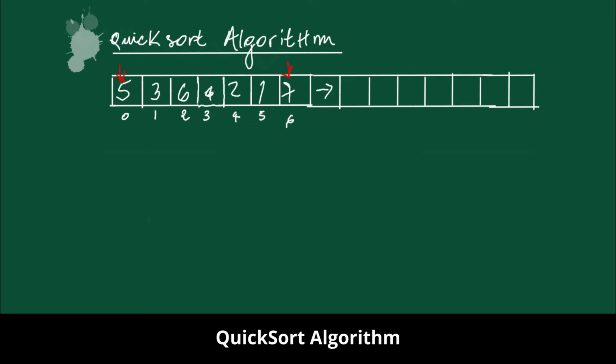How to choose the median? How to find out the median? It's very simple. You take the first index, that is 0, plus the last index, that is 6, divided by 2, that will give 3. In this case, the median will be the element at index 3. Our median, in this case, would be 4.